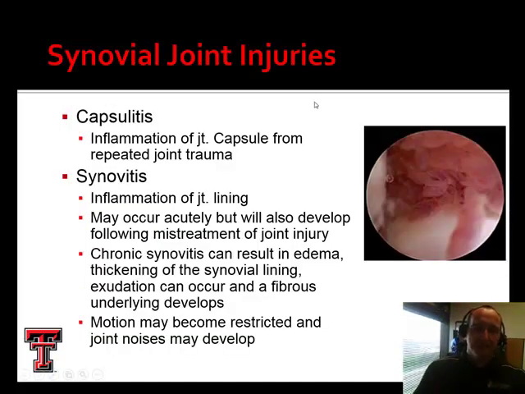Capsulitis, on the other hand, this is an inflammation of the joint capsule from repeated trauma. Synovitis is an inflammation of the joint lining. So we see this kind of redness. This is an arthroscopic surgery, and we see this kind of red, proud lining that's clearly inflamed. They may end up with thickening, and synovitis can turn into capsulitis relatively easily. That capsule can thicken up, and we start to end up with what's called a capsular pattern, where we lose range of motion in a characteristic way.